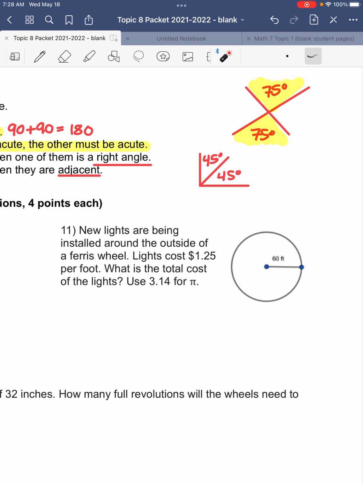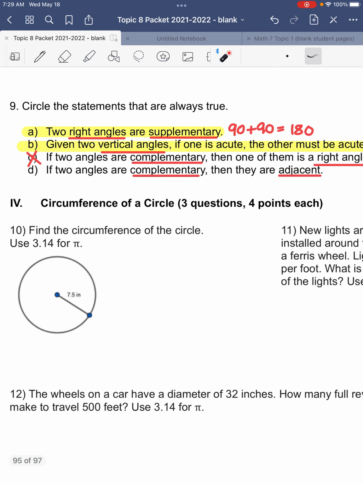Okay? Now, these are adjacent angles. How do I know that they're adjacent? Well, they're right next to each other. Do I know that they're complementary? Well, 45 plus 45 equals 90. So they are complementary. But could I have them be separate? Yeah, I don't have to have my angles next to each other to make them complementary. They don't have to be adjacent in order to be complementary. Those two things don't always go together. Okay? They can, but they don't always. So I know that D is not always true. So I'm not going to highlight D.